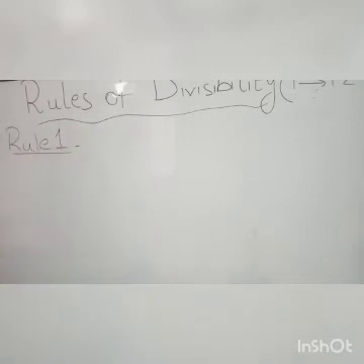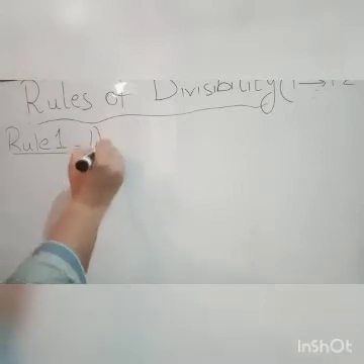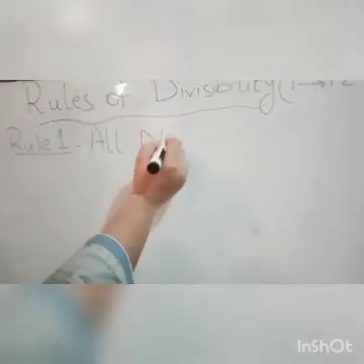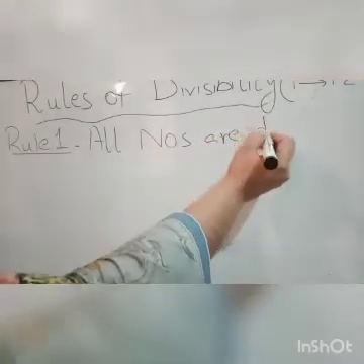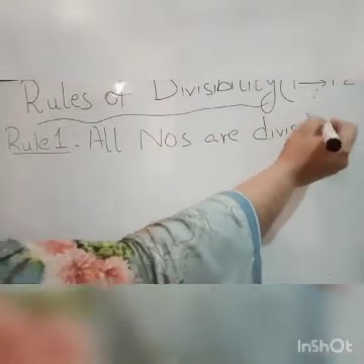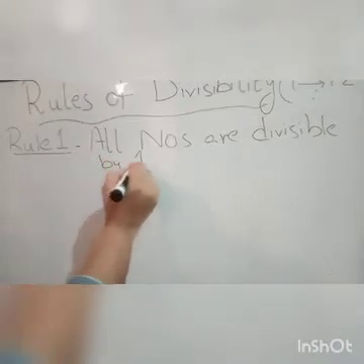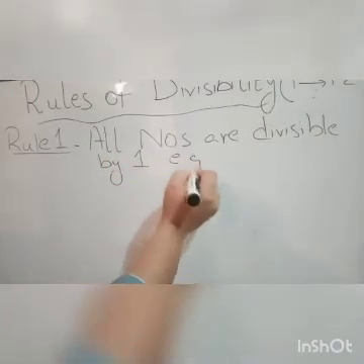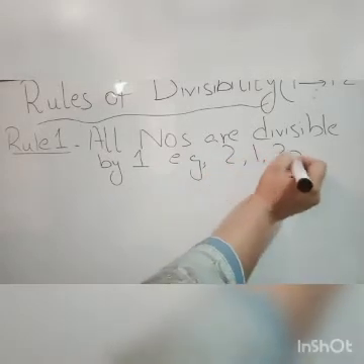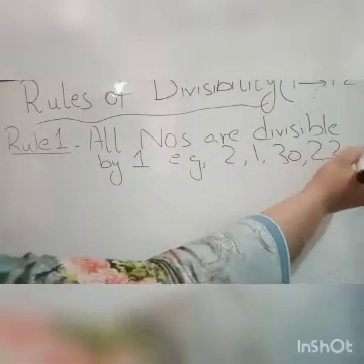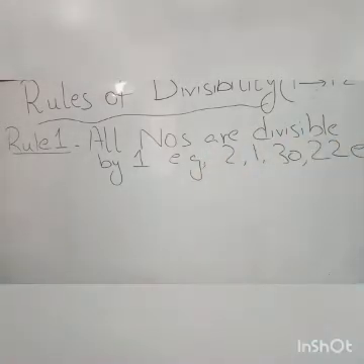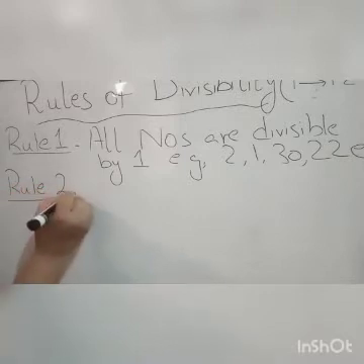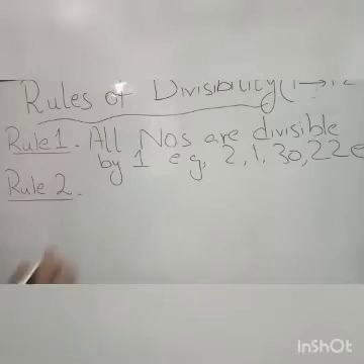The rule for the number 1 is very simple: all the numbers that exist are divisible by 1. So we can say all numbers are divisible by 1. Whatever numbers exist, for example 2, 1, 30, 22, etc., all numbers are divisible by 1. So very simple.